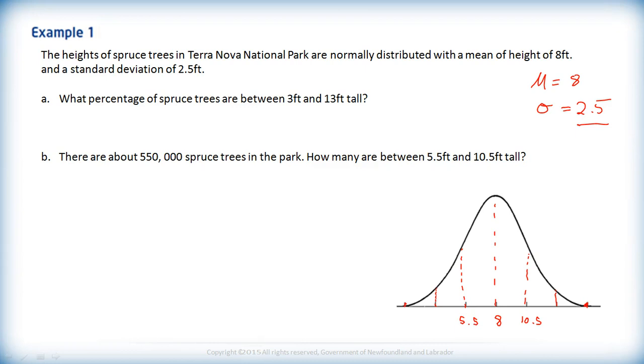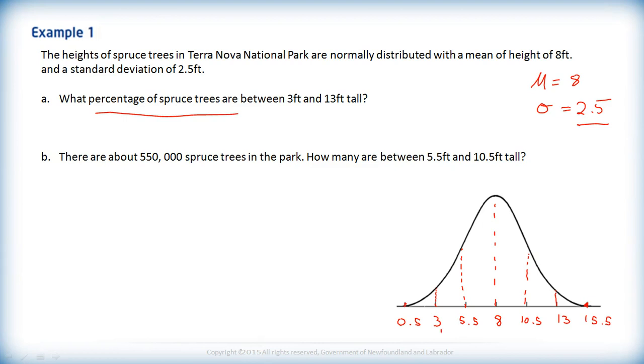And then another 2.5, so 2 standard deviations above would be 13, sorry. And 2 standard deviations below would take us to 3. And then 3 standard deviations above would be at 15.5. That's a tall spruce tree. And then 3 standard deviations below would just be at 0.5, so just a little sapling or something. What percentage of the spruce trees are between 3 and 13 feet tall? Well, let's see.